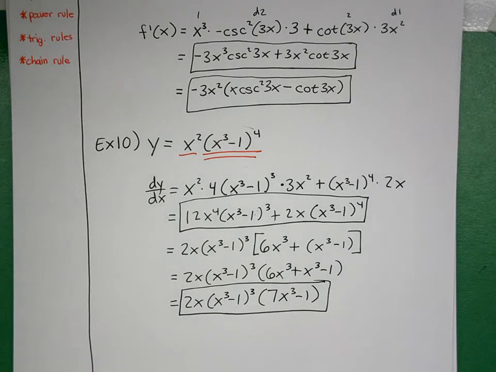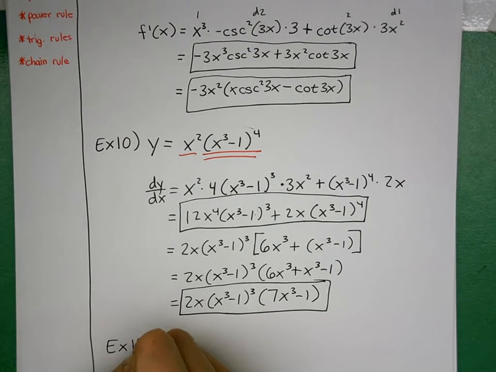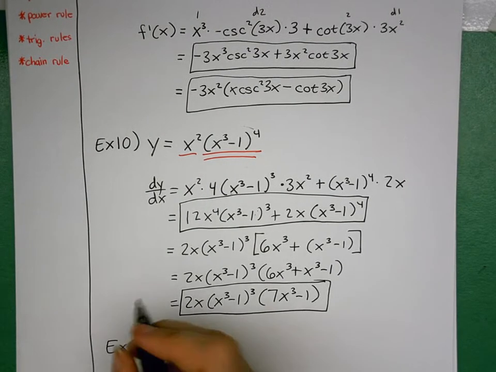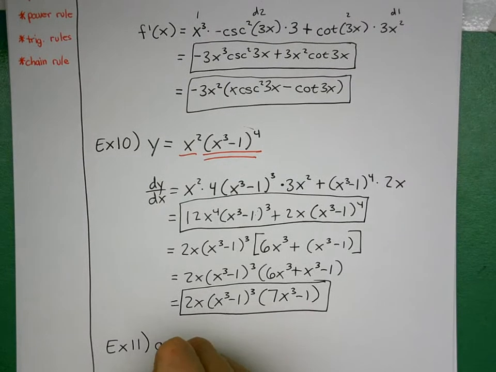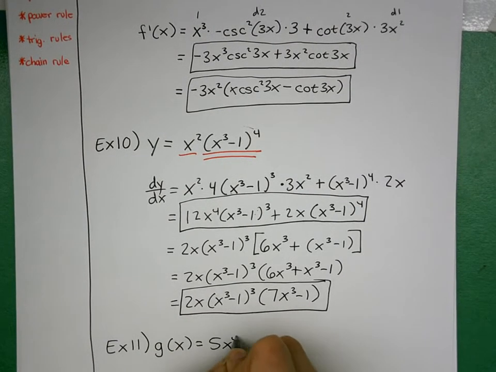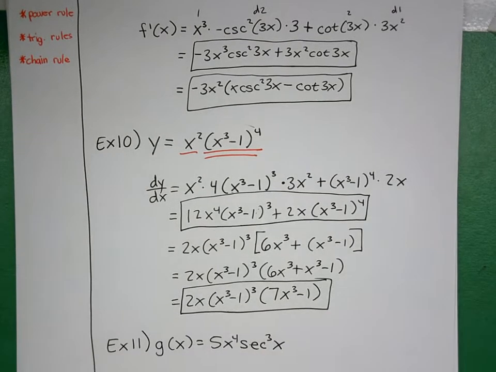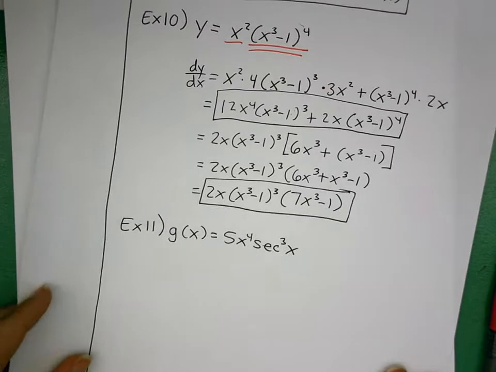Okay, one more in this form, example 11. We are doing g of x equals 5x to the 4th secant cubed x. If you haven't already paused the video, I highly recommend that you pause the video and give this one a shot on your own.